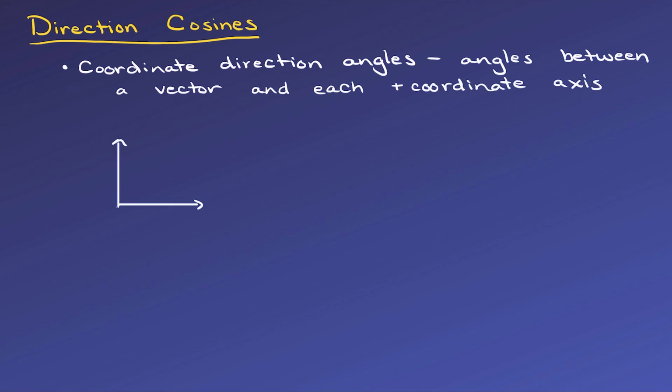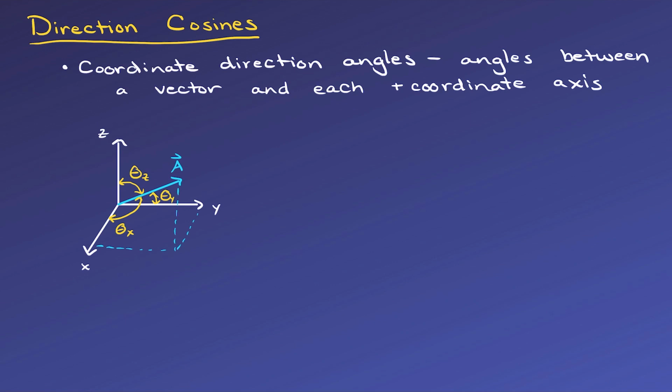If you have an arbitrary vector and wanted to rotate it through the shortest angle to make it align with the x-axis, that angle would be the x coordinate direction angle, or what I'll call theta x. Likewise for theta y and theta z. And sometimes in some books, instead of theta x, theta y, and theta z, these angles may be called something else like alpha, beta, and gamma.